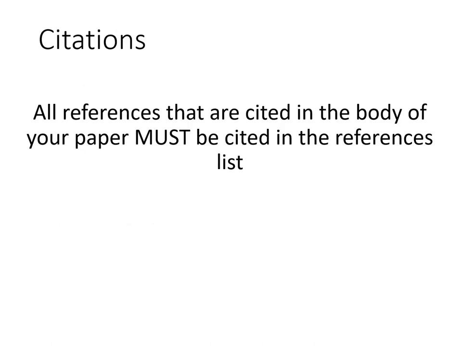In APA, all references that are cited in the body of your paper must be cited in the references list. This means that if you have 10 sources cited in the body of your paper, you must have 10 sources cited in your references list.